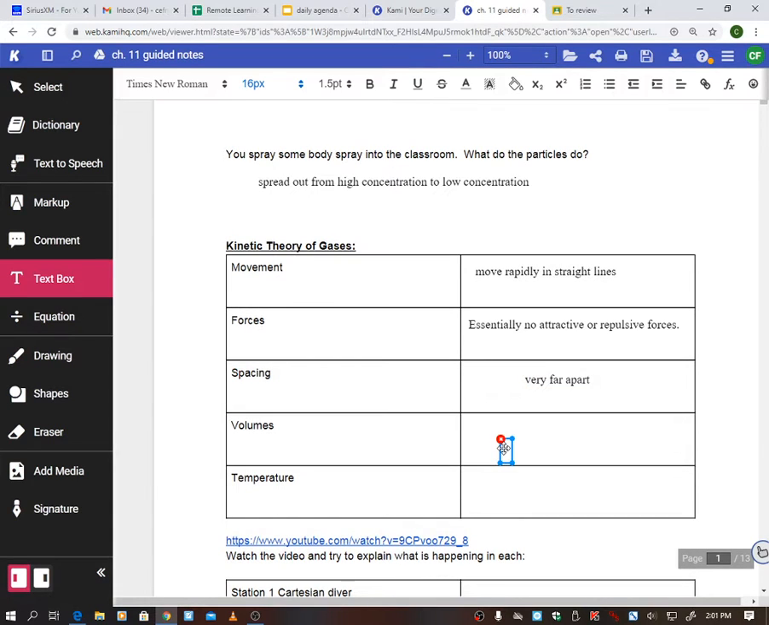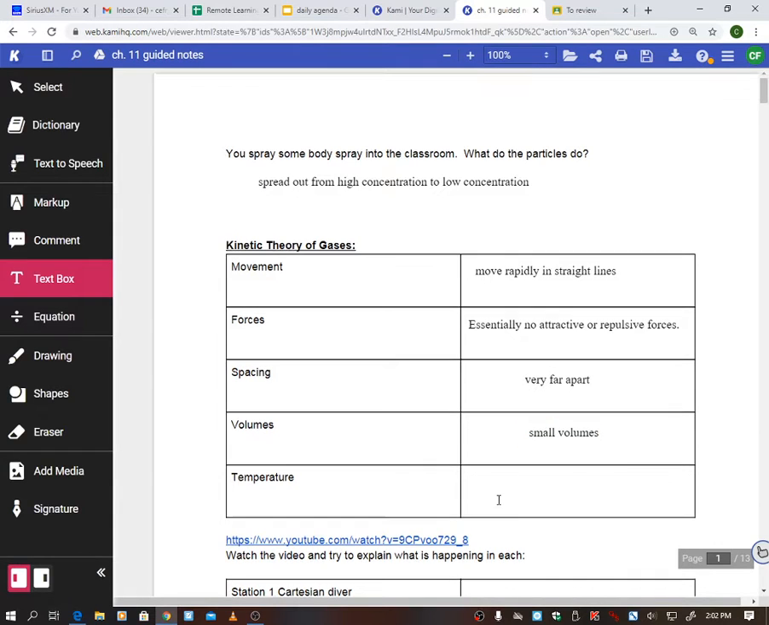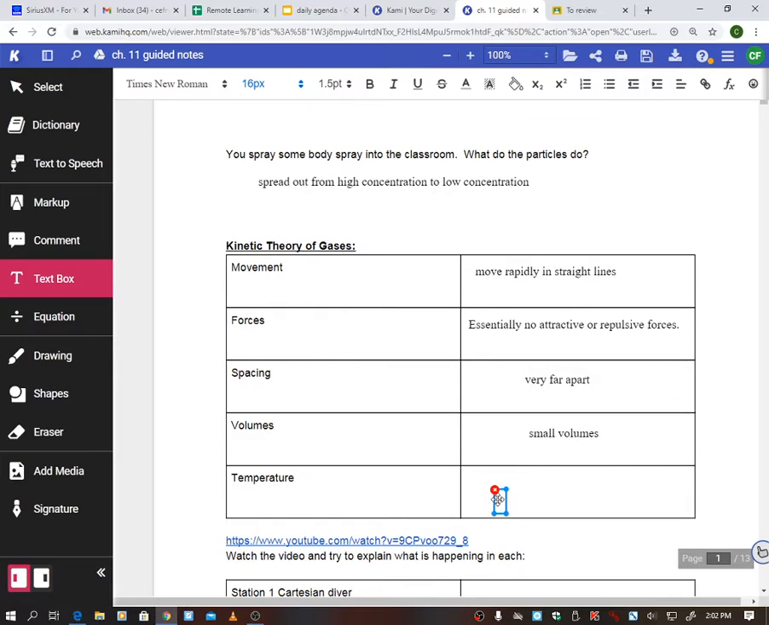Volumes of gases. They have very small volumes compared to the containers they're in, just like the Coke bottle I was talking about. I could blow some air into it, and those gas particles are going to bounce around and fill the entire Coke bottle, but if I were to compact them all down, there really wouldn't be that many of them. And then temperature, kinetic energy.